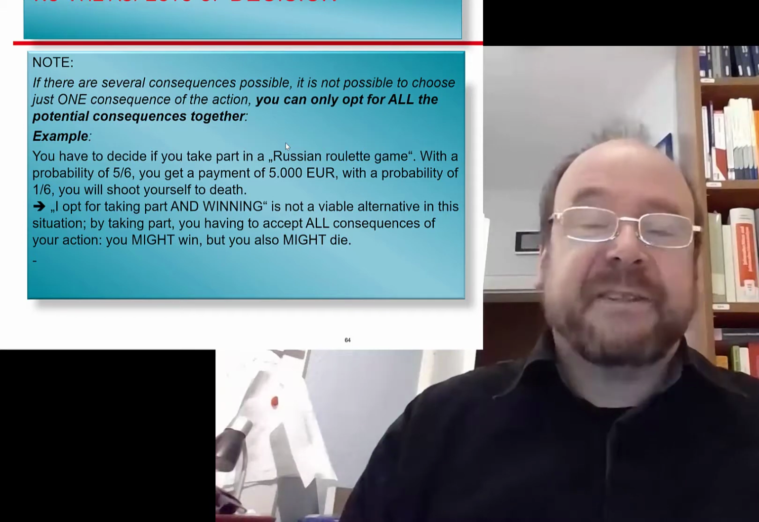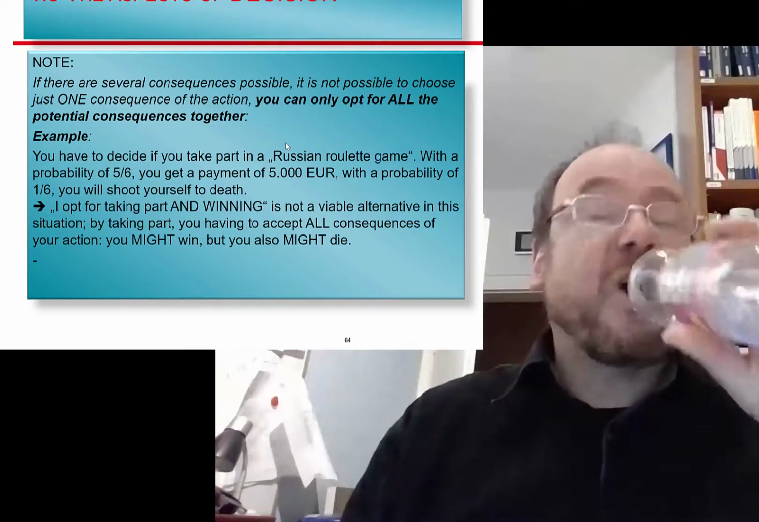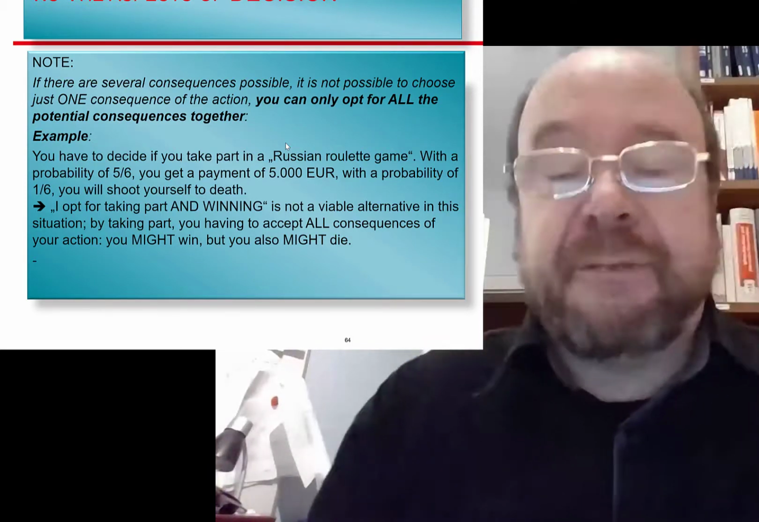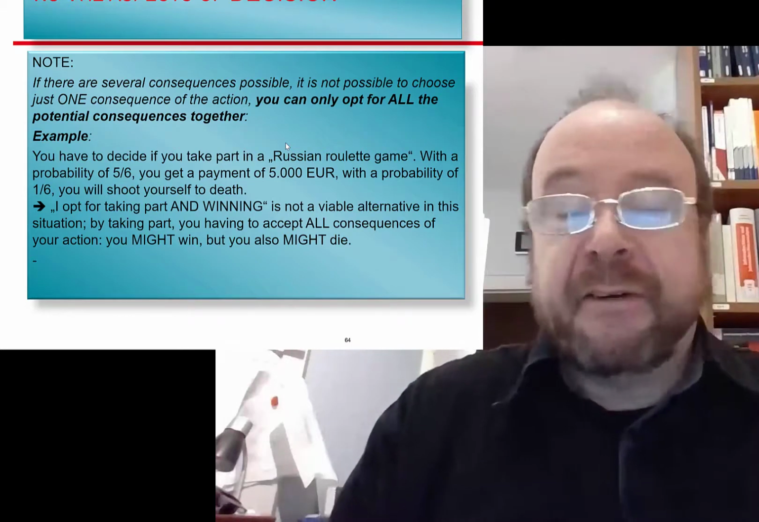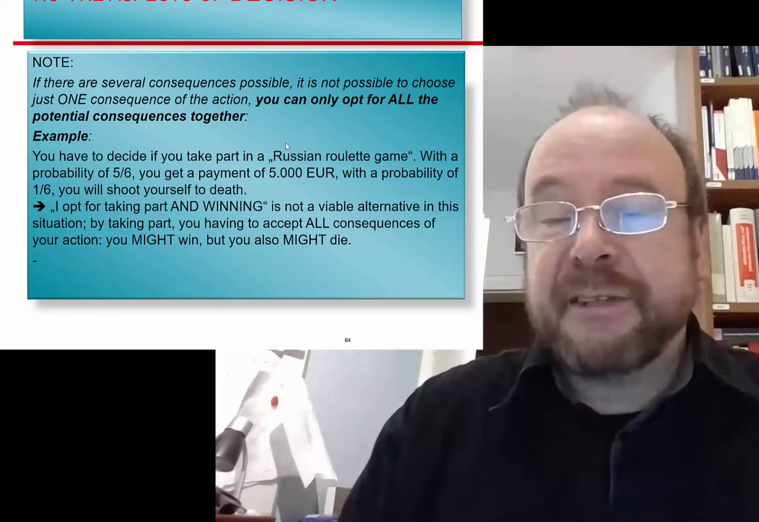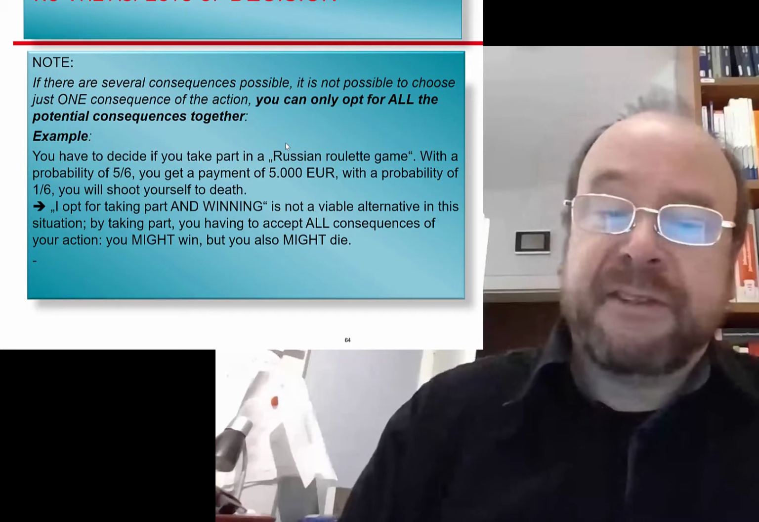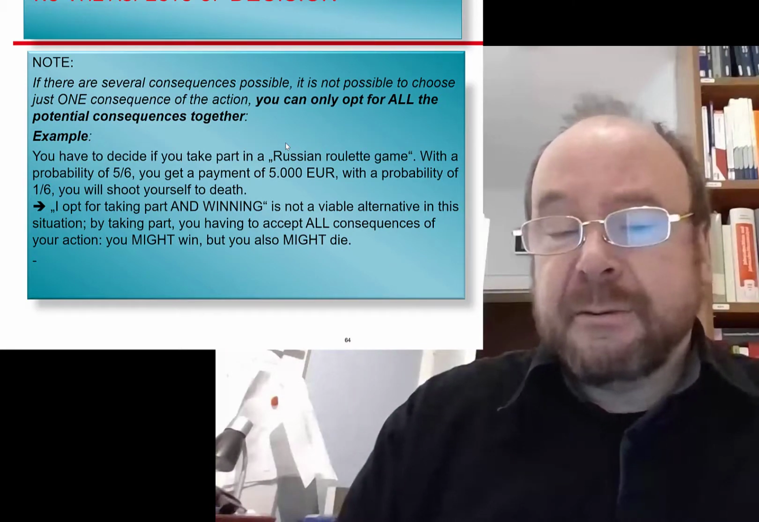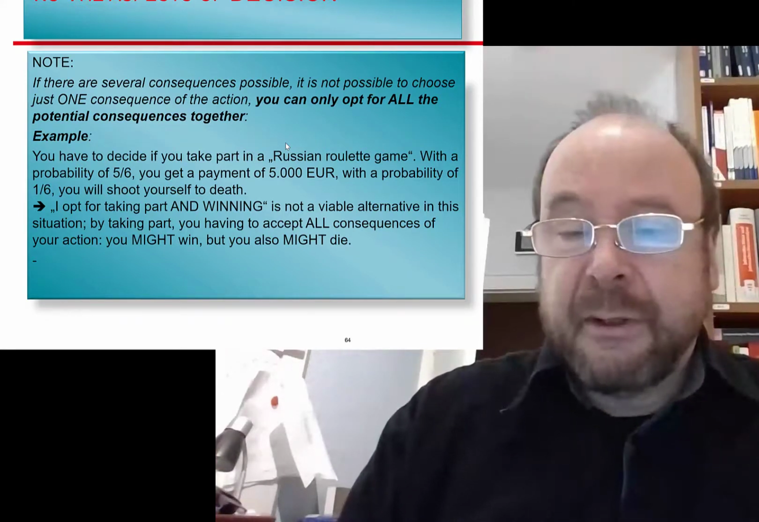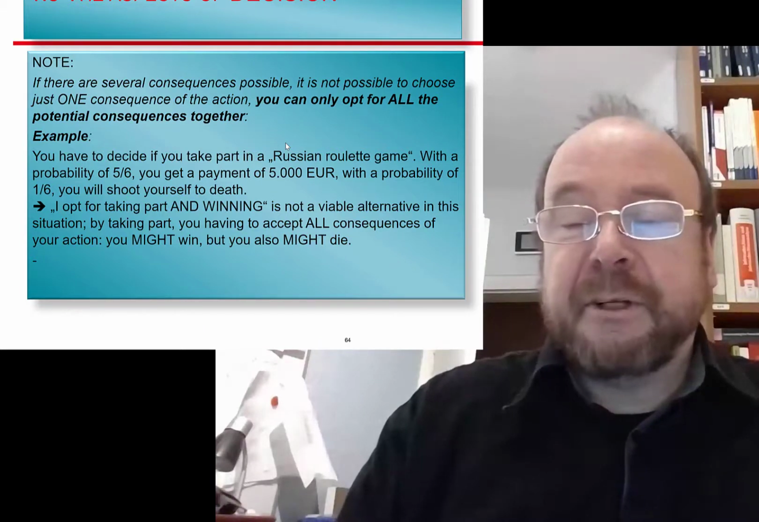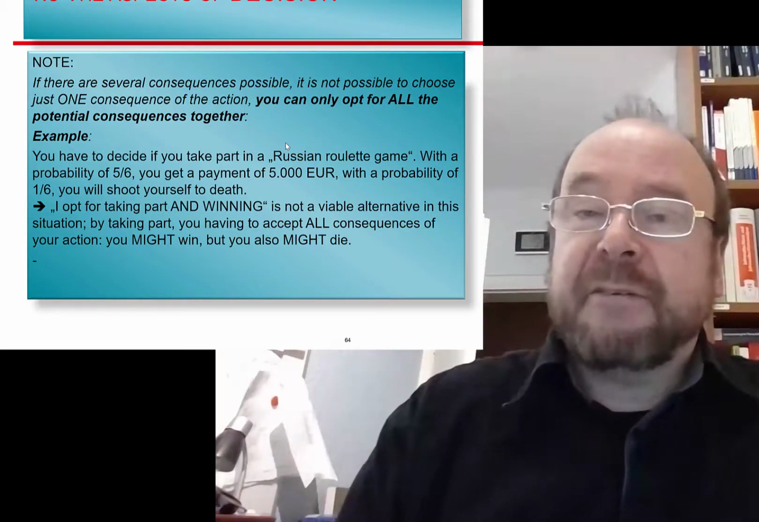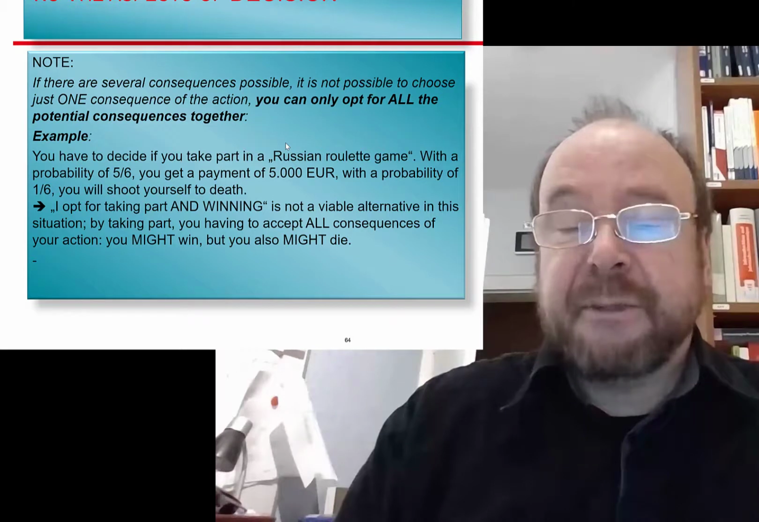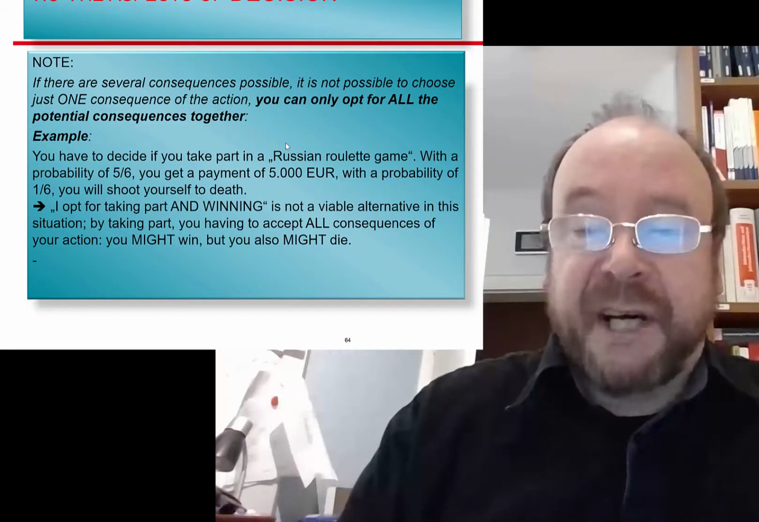So if you have to decide if you take part in Russian roulette, and if you survive, you get a payment of 5,000 euro. You have a probability of 5 in 6 that you get the payment of 5,000. And with a probability of 1/6, you will shoot yourself to death. So you can't opt for taking part only in winning. The only viable alternative is to accept all the potential outcomes. So you might win 5,000, but you also might lose your life and die.